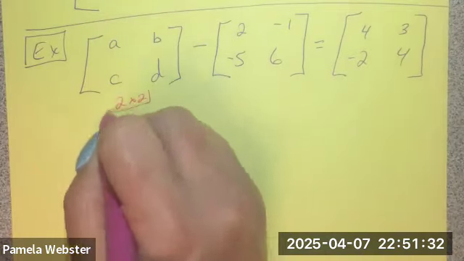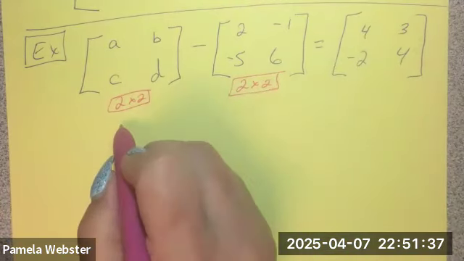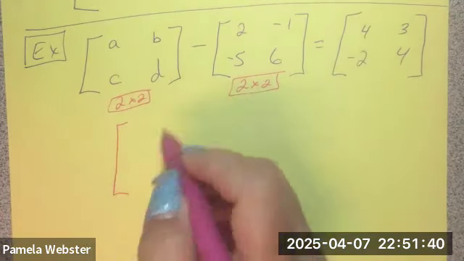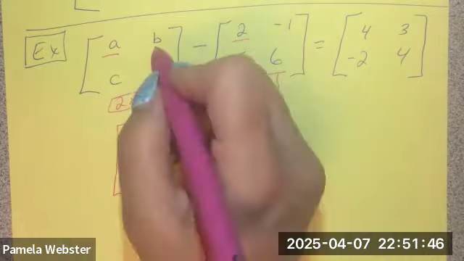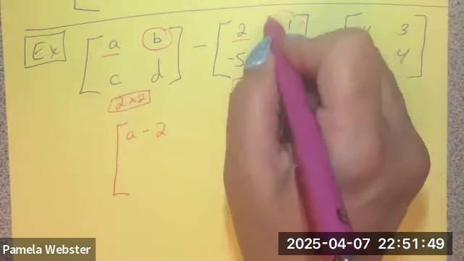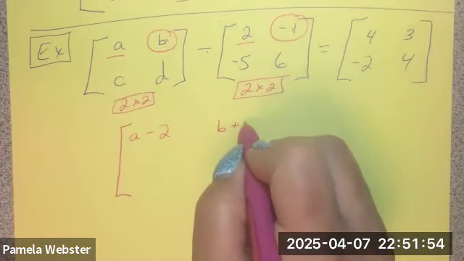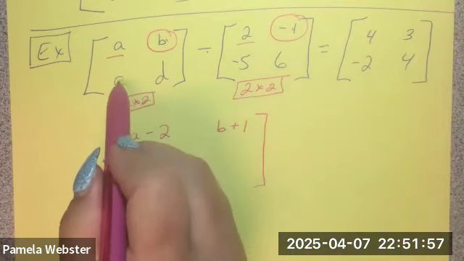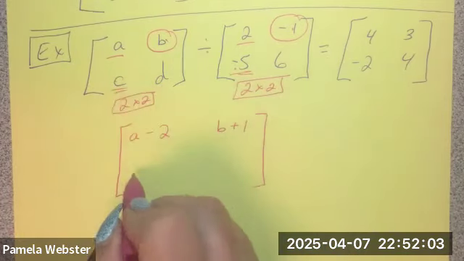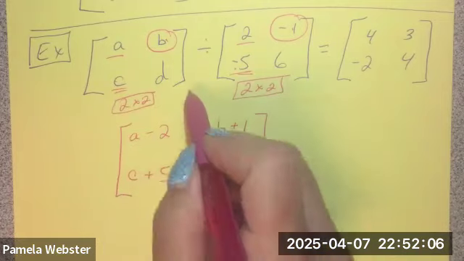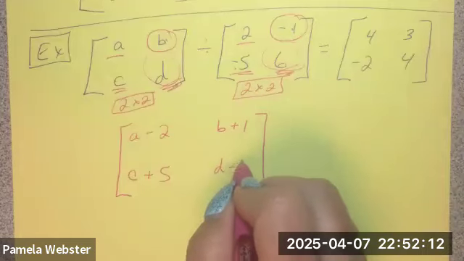This is a 2 by 2. This is a 2 by 2. So yes, they have same dimensions, so I should be able to subtract these. It's just going to look a little weird because I've got variables in there. So in this first position, I've got a minus 2. Okay. In the second position, first row, second column, I've got b minus -1. So that's what? B plus a 1, right? Okay. And then here I've got c minus -5. C minus -5 is the same as c plus 5. And then I've got d minus 6, right? Okay.